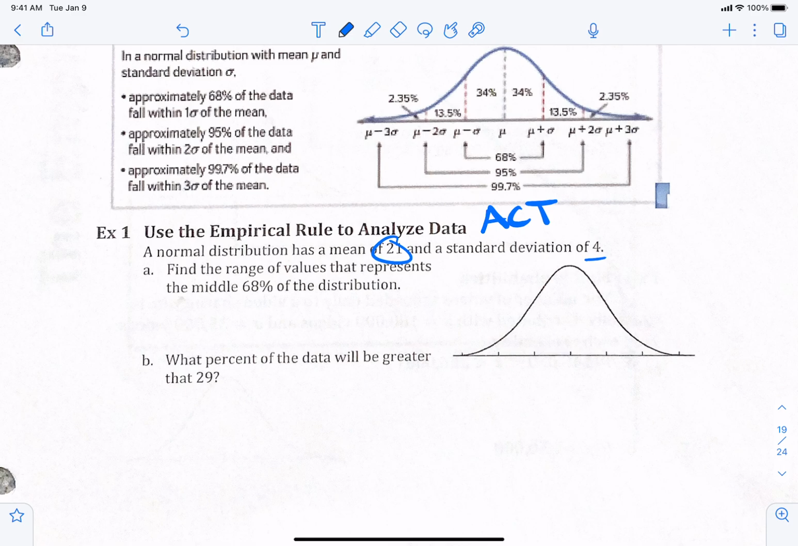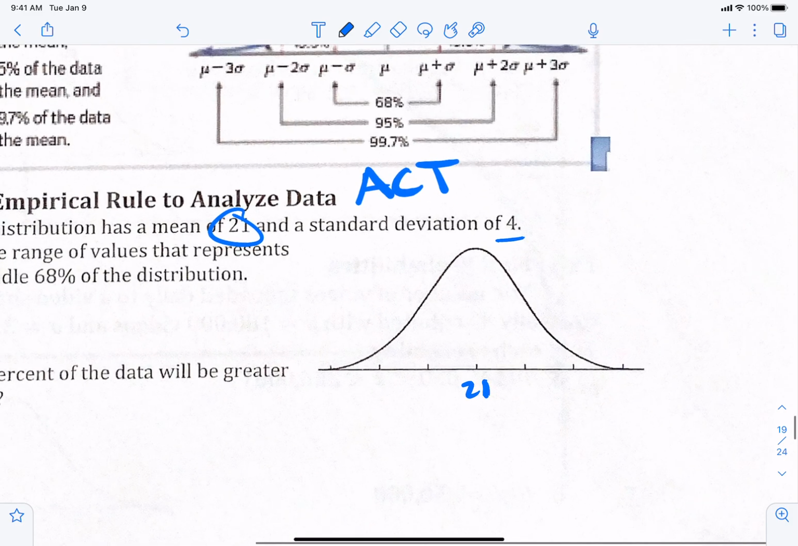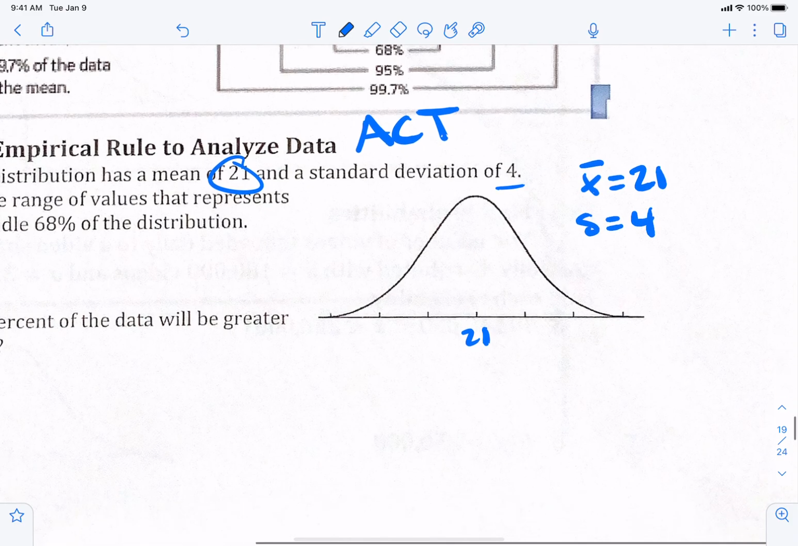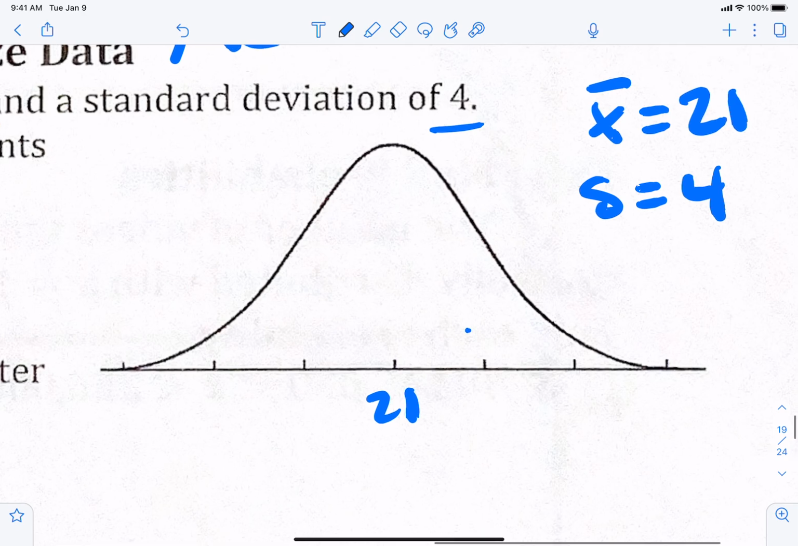Before I even read what we're trying to do, I put the 21 in the middle because that's where the average goes. So X bar is 21 and the standard deviation is 4. List those off to the side. That means 21 goes in the middle of your bell curve, and this would be plus 1, plus 2, plus 3, and this is minus 1, minus 2, minus 3. So I'm adding 1 standard deviation, adding it twice, adding it 3 times, subtracting it once, twice, 3 times.